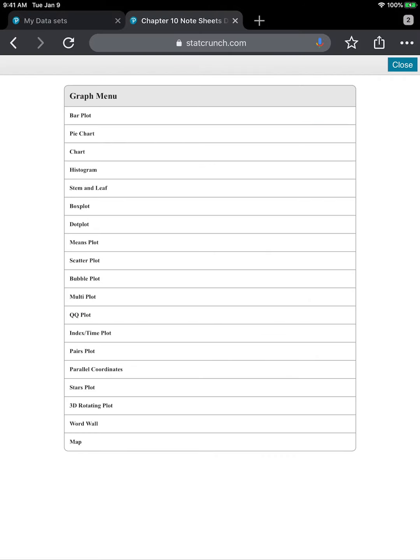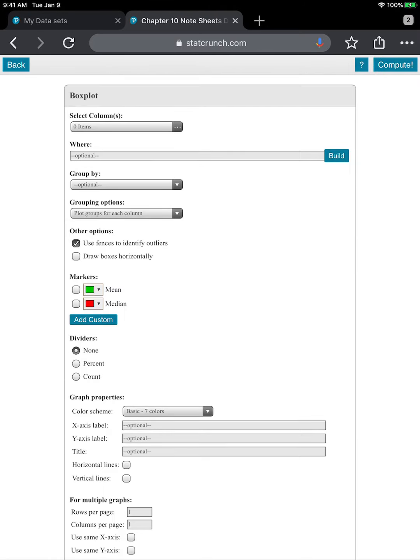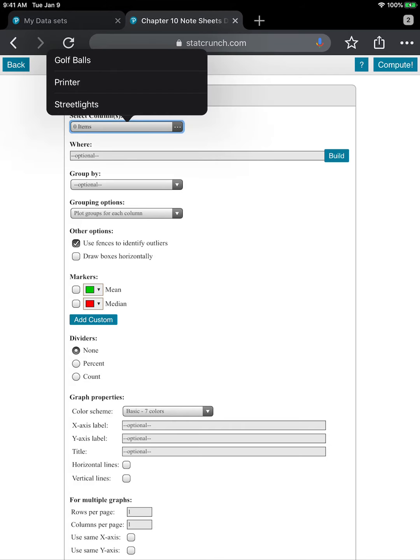So now we want to do another graph. We want to do the box plot. So just click the graph menu, choose box plot. You want to do the golf balls.